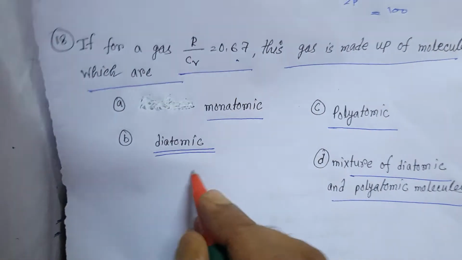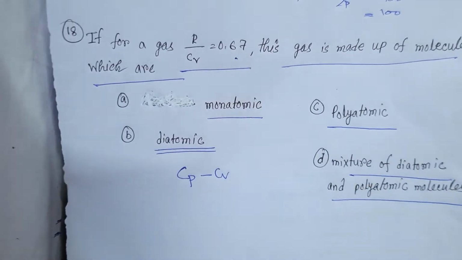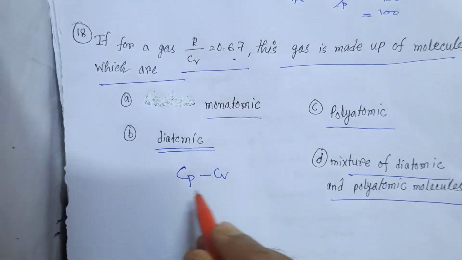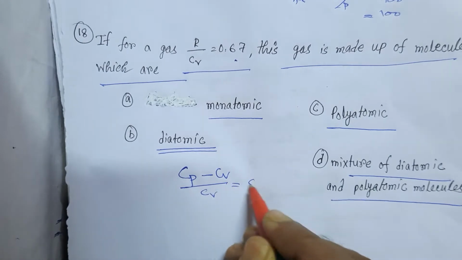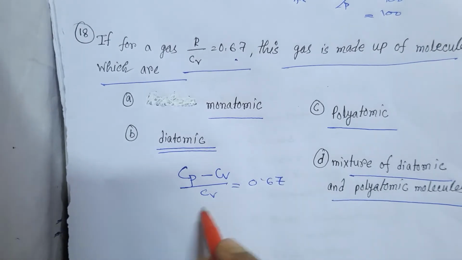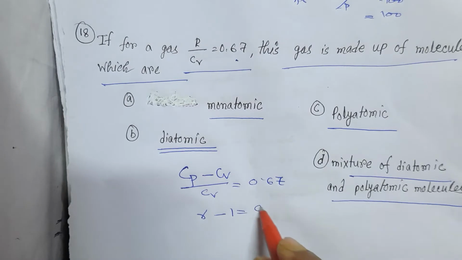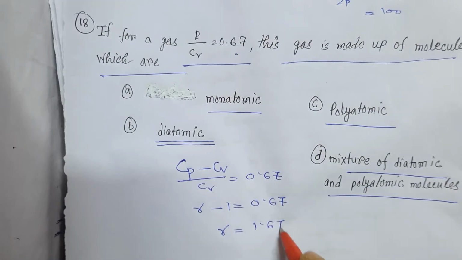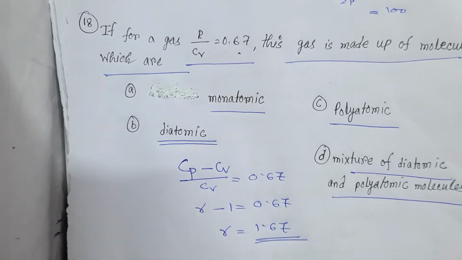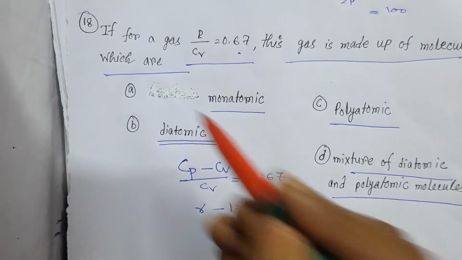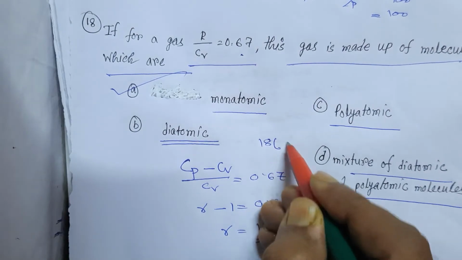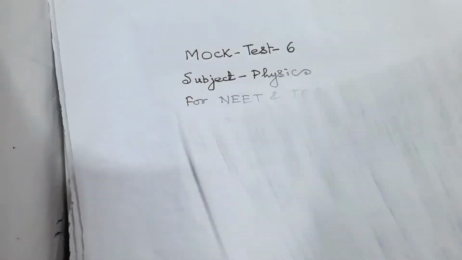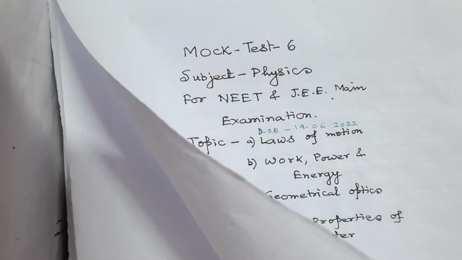We know that R equals Cp minus Cv, whole divided by Cv, which equals 0.67. So, Cp/Cv, gamma minus 1 equals 0.67. So, gamma equals 1 plus 0.67, that is 1.67, and it is for a monoatomic gas. So, our correct choice is A. So, the correct choice to question number 18 is A. Now, let us take question number 19.